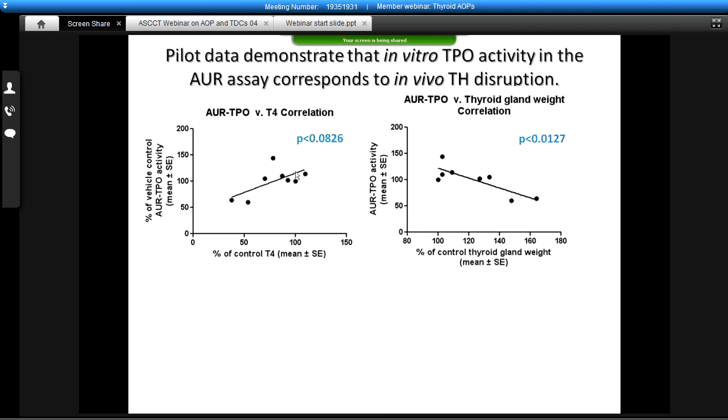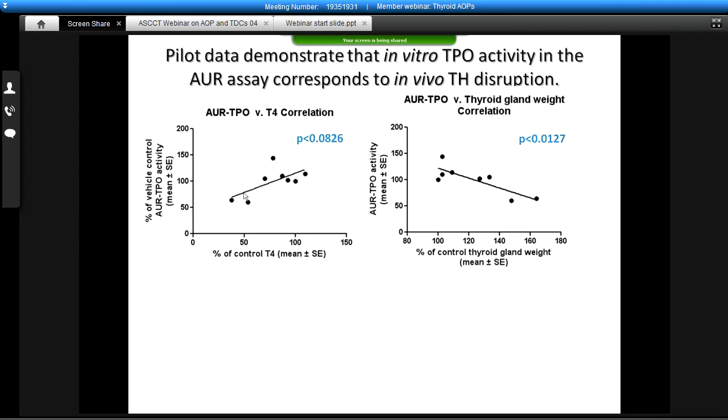So on this next graph, I show you my effort to try to correlate Amplex UltraRed TPO activity with T4 concentration on the left, and Amplex UltraRed TPO activity with thyroid gland weight on the right.